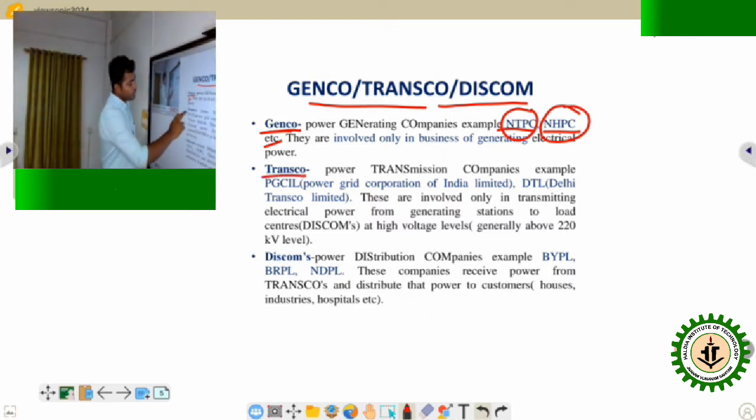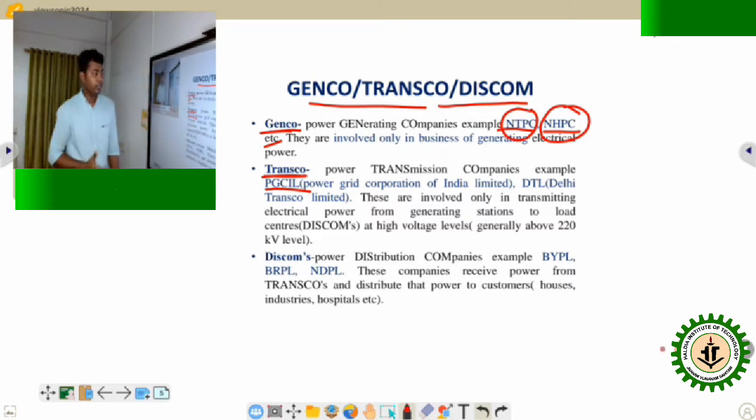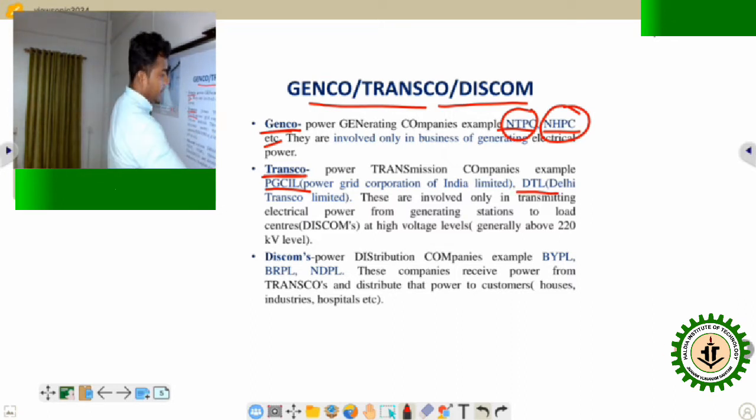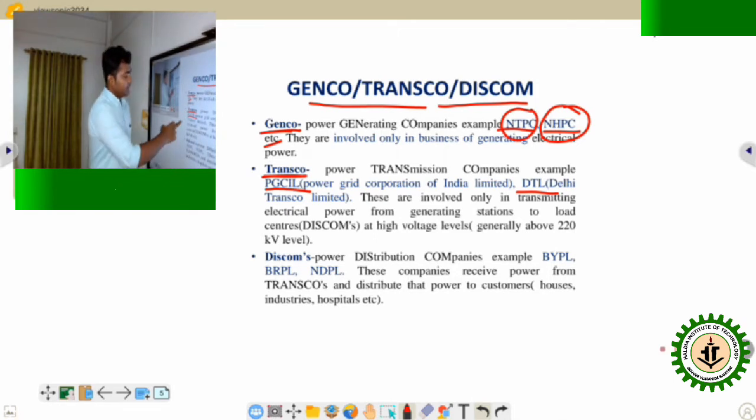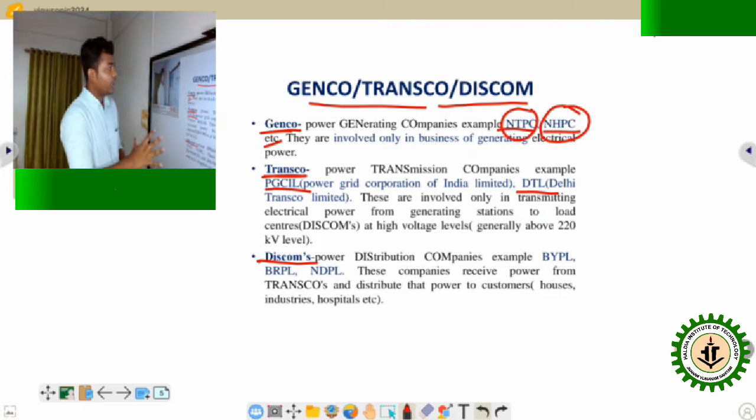In the same way, Transco is the transmission company, and an example of Transco is PGCIL, Power Grid Corporation of India Limited, and likewise DTL. So this is the Transco or transmission company. In the same way, Discom is the distribution company. So these are all companies involved in generation, transmission, and distribution.